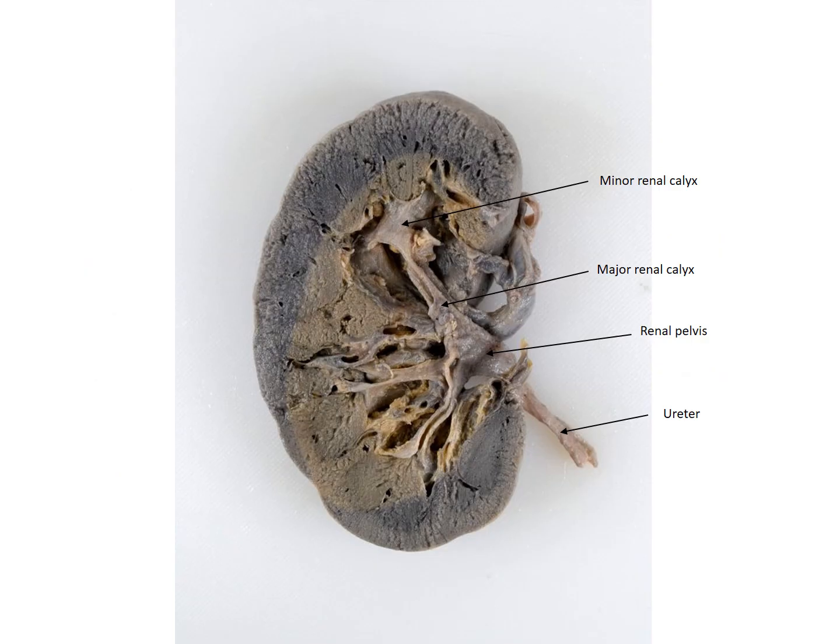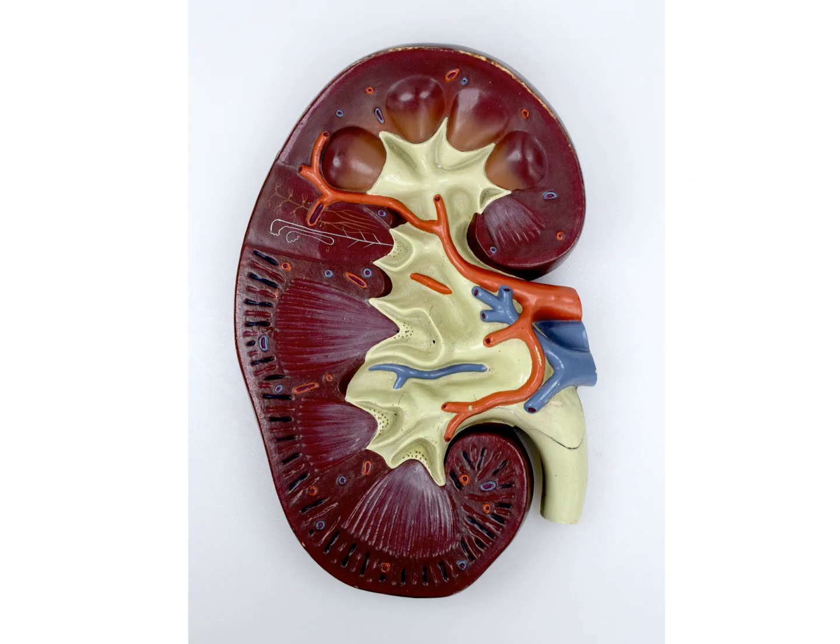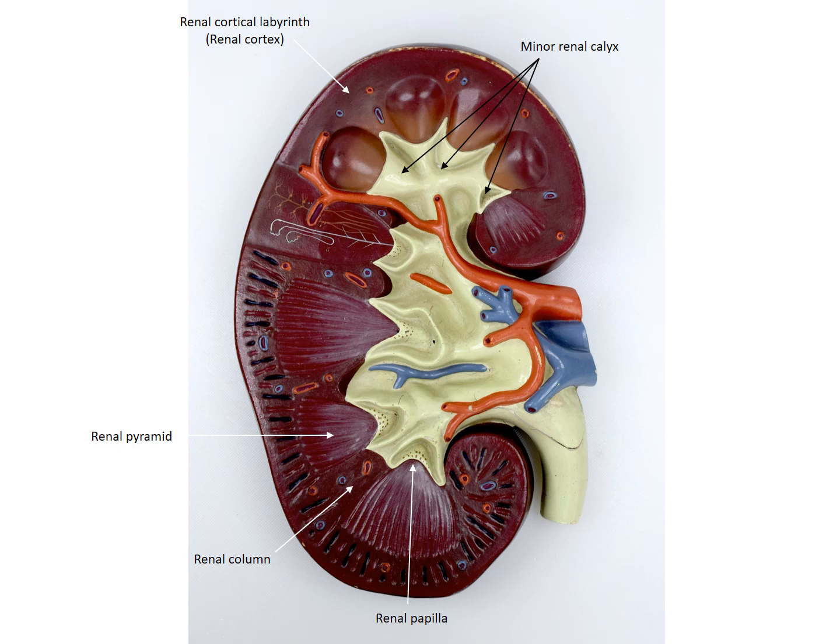You can see here minor renal calyx, major renal calyx, renal pelvis, and ureter. This is another sagittal section. You have to recognize renal cortex or renal cortical labyrinth. Parts of the renal cortex between pyramids, renal column, renal pyramid, and renal papilla. Now we have here the three minor renal calyxes.